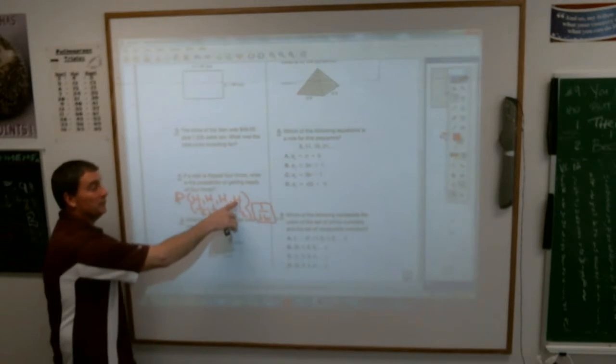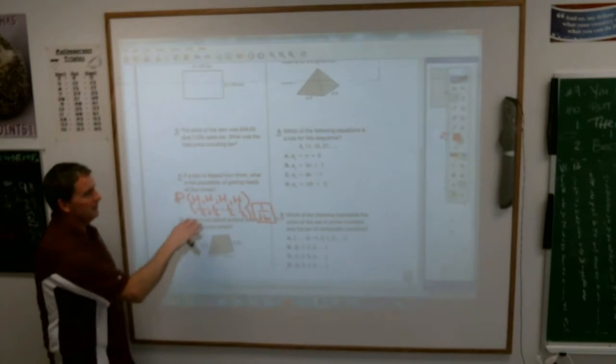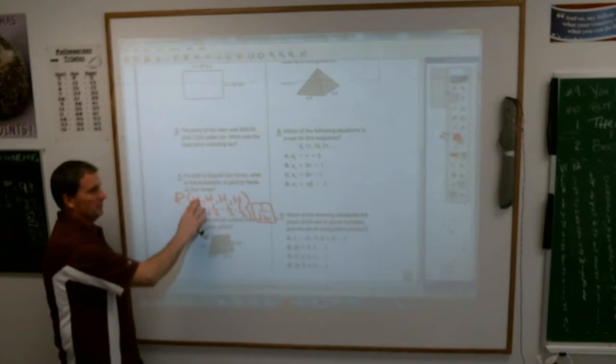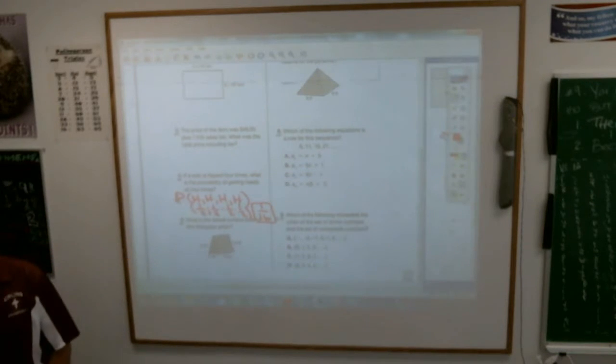This is the only way you can make a combination of 4 heads. But if I said 2 heads, 2 tails, these could all be different combinations because you could have 2 heads here or 2 heads there. But for this right now, that works there.